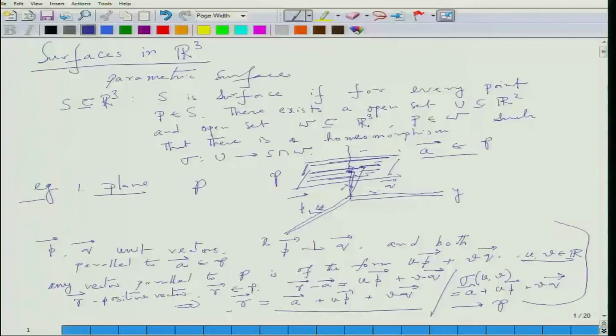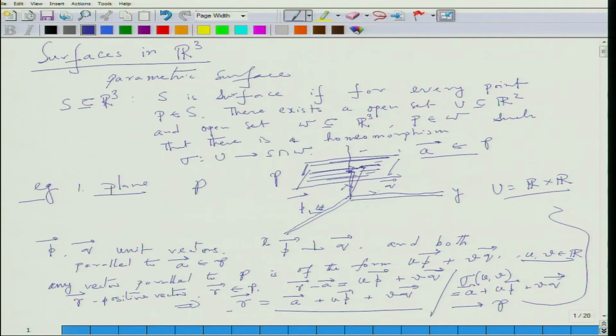And my U is, what is U here? U is R cross R, which is an open set in R2. Okay. So, every point I can describe by one particular U, one open set does. But let us move to the example of a sphere, and it is better explained on the board.